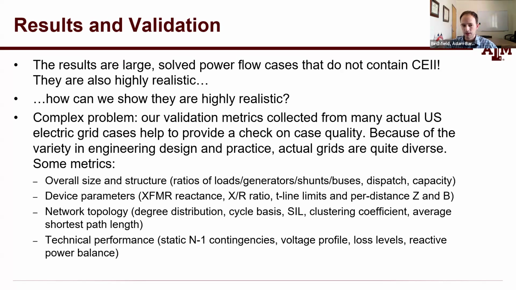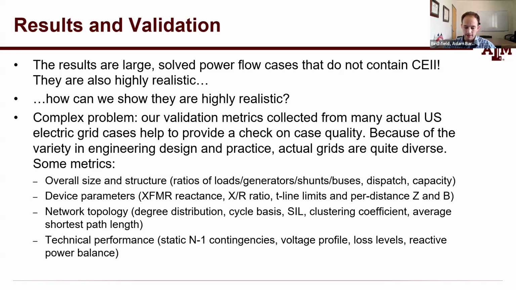And the point is that we do validate across a large number of metrics to make sure we have good device parameters, we have a good technical performance, and we have a lot of things related to the topology as well, checking things like the cycle basis, surge impedance loading, clustering, radius of the grid, and average shortest path length. I think there's always room for improvement. I think there are new metrics that we're looking at and trying to make sure the grids match.